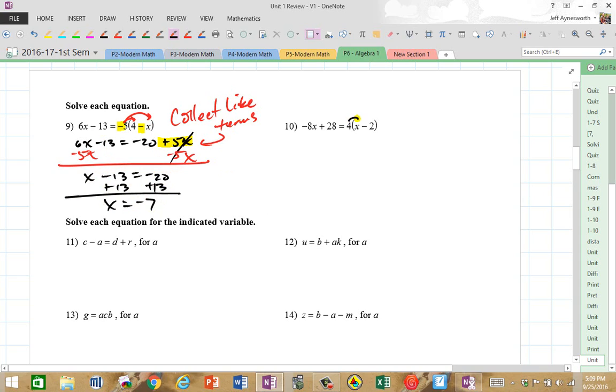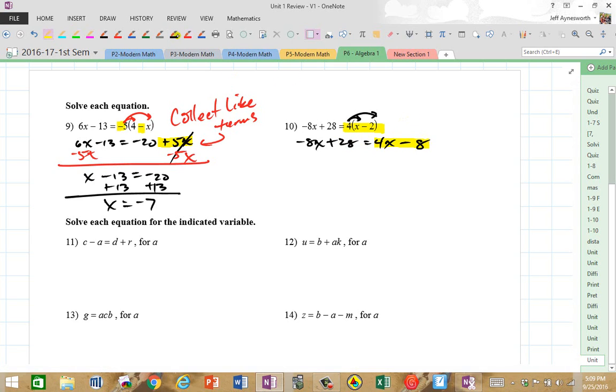Same thing over here. You want to distribute a couple times. Okay, so let's do that. Negative 8x plus 28 is equal to 4x minus 8. Why? Because 4 times 2 is 8, right? So this portion here is this portion here. 4 times x, 4 times 2 with a minus sign in between because you're subtracting the two terms.